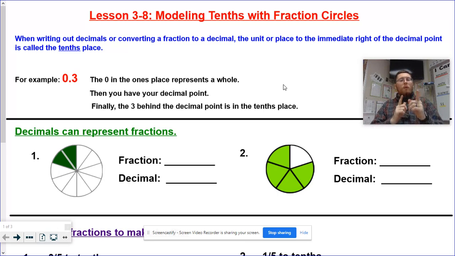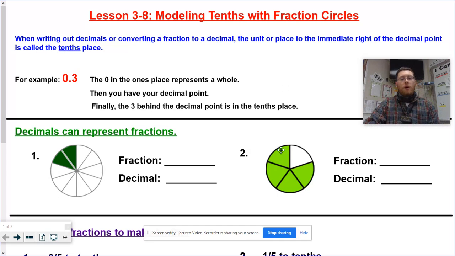So, what we're going to talk about today is that when we are writing out a decimal or converting a fraction to a decimal, the unit or place to the immediate right of the decimal point is called the tenths place. So we're going to be taking fractions and decimals and using models to show us what these fractions and decimals look like. For example, if I had 0.3, the 0 in the ones place represents a whole. So that could be the whole piece.